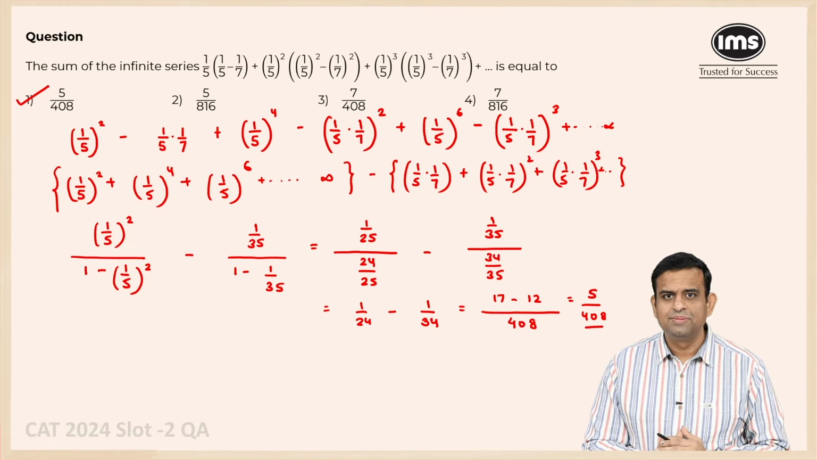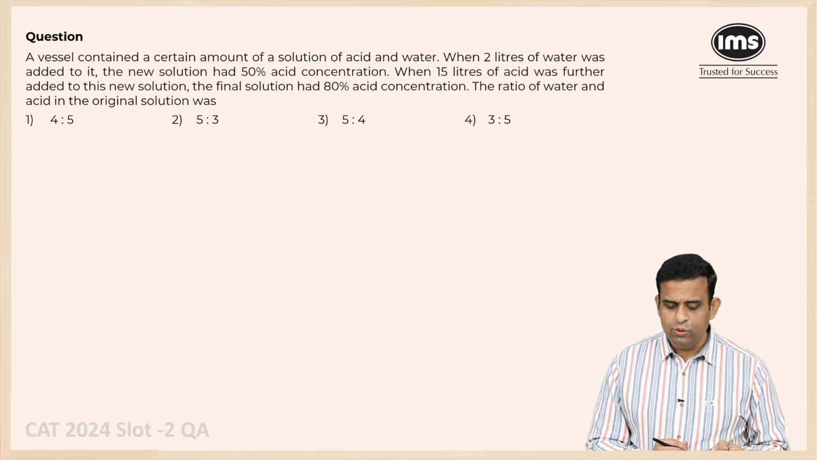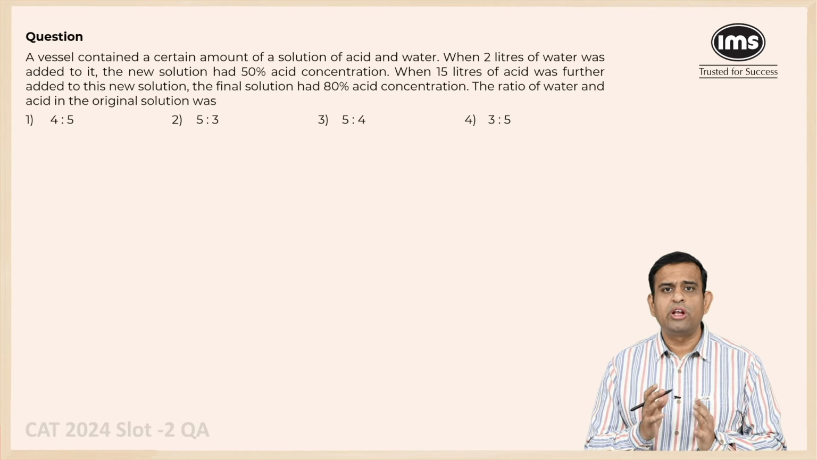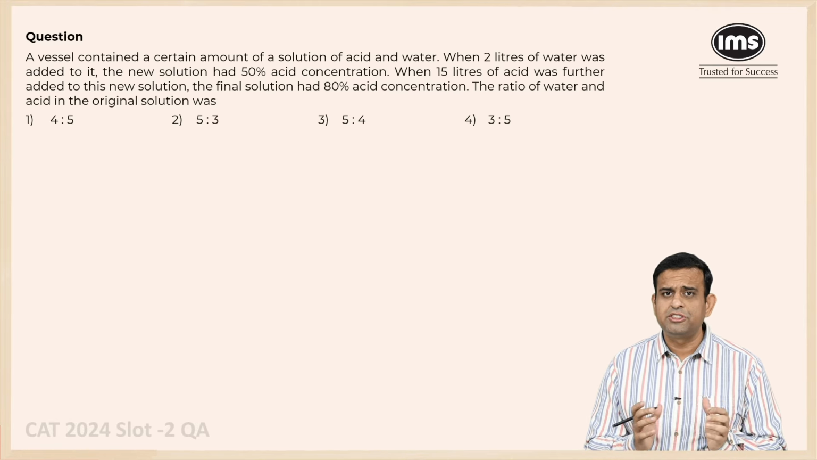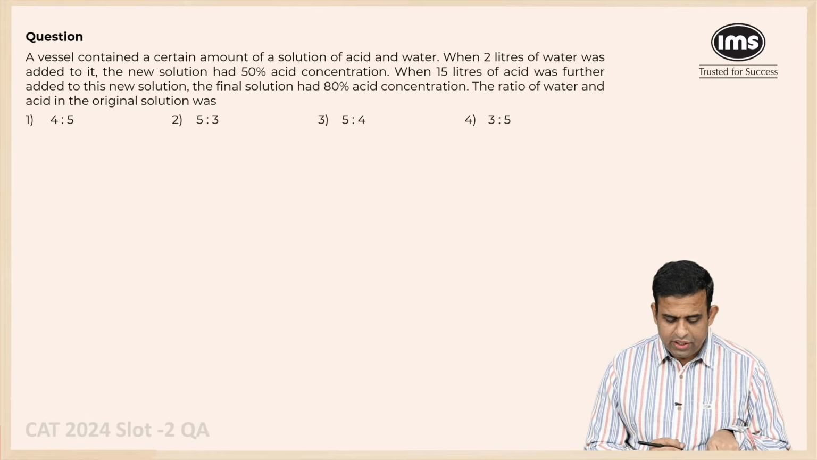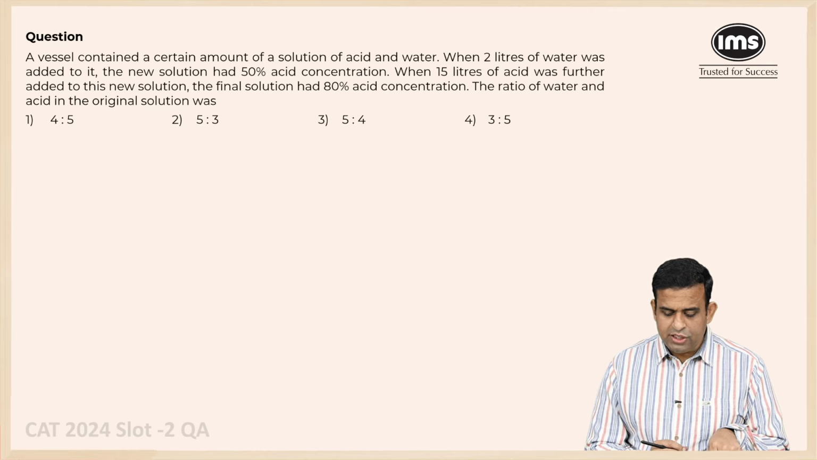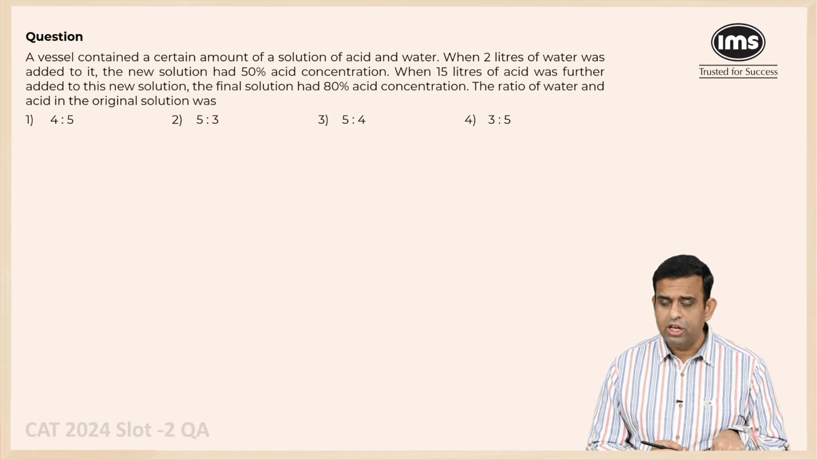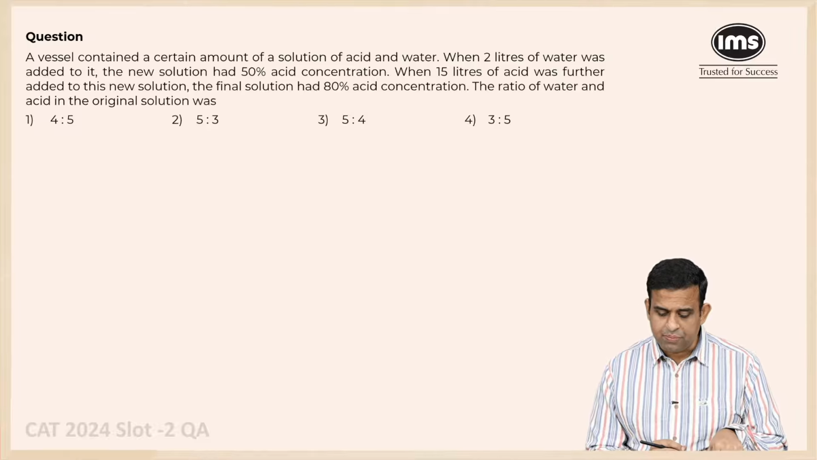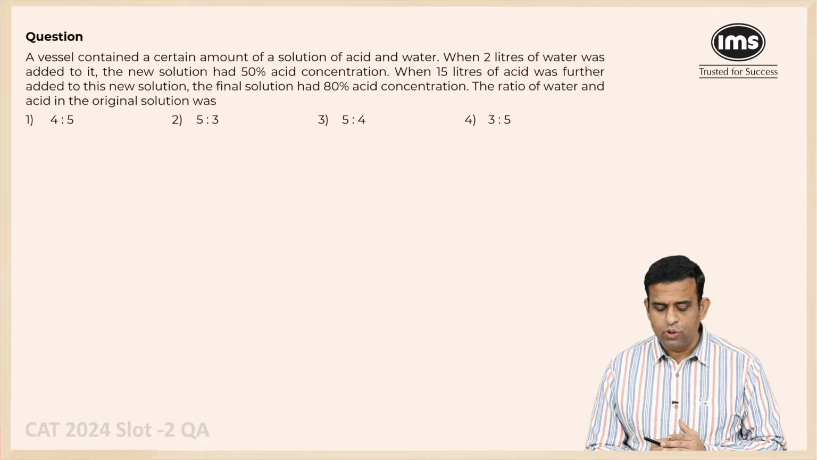In the next sum, it is given that a vessel contained a certain amount of solution of acid and water. So we don't know right now how much acid, how much water, but it's a mixture of acid and water. When 2 liters of water was added to it, the solution had 50% acid concentration. When 15 liters of acid was further added to it, the final solution now became 80% acid concentration. The ratio of the water and acid in the original solution was how much?